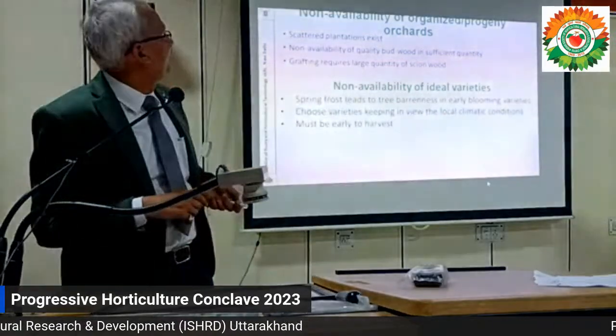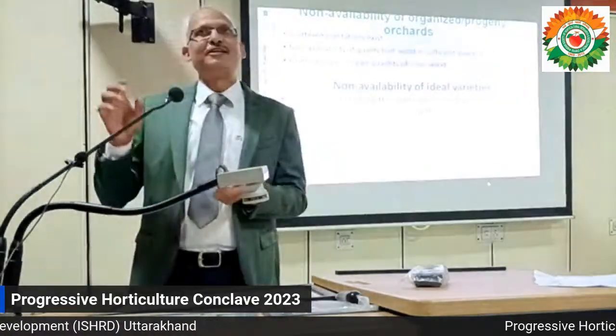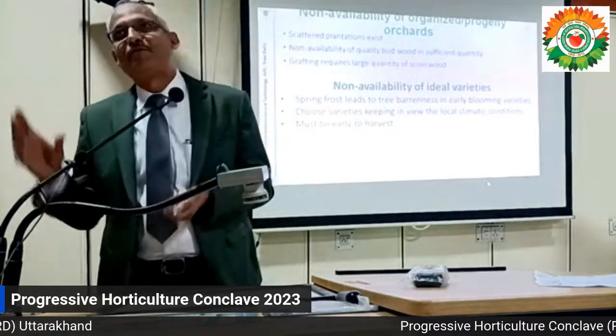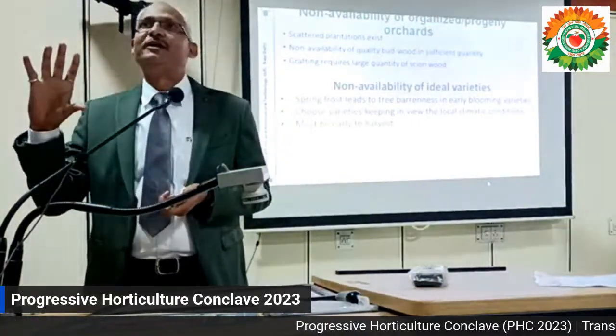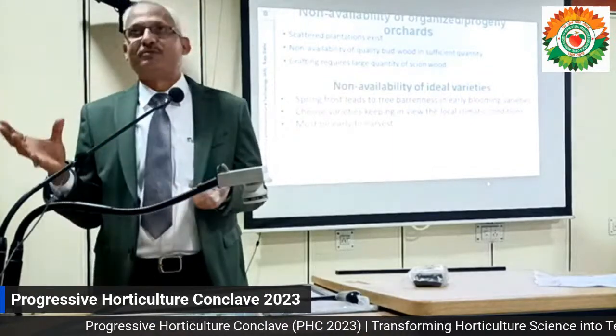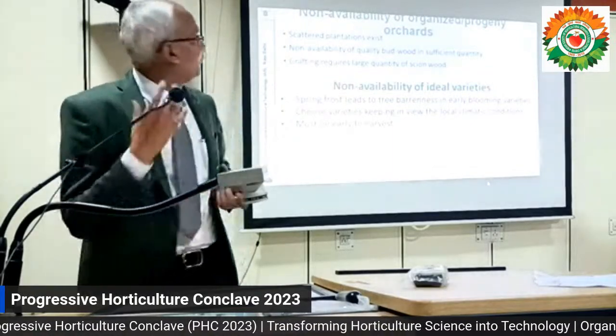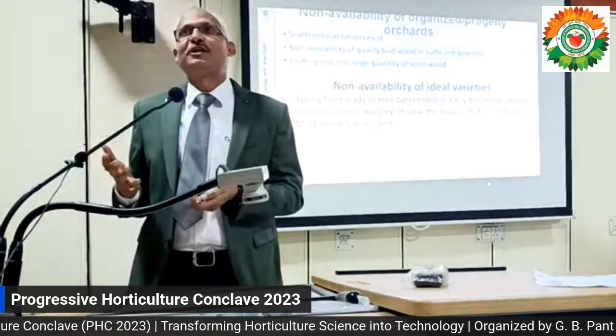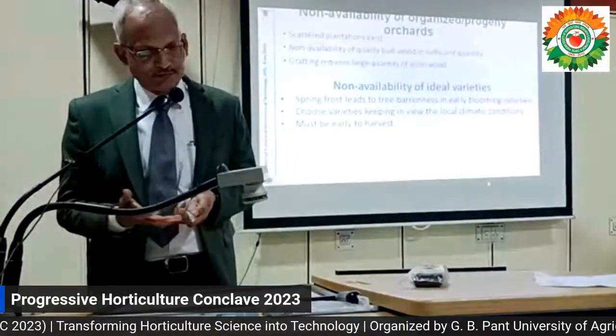So the first point is non-availability of organized scion orchards, because walnut is by and large propagated by grafting. So a large quantity of scionwood is required. And from one tree, you will not get more than 20 or 30 scionwood. So because of non-availability, we don't have a sufficient quantity of scionwood.